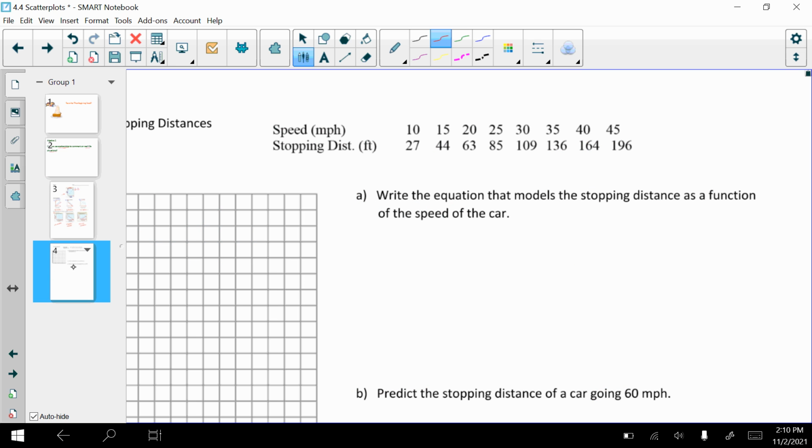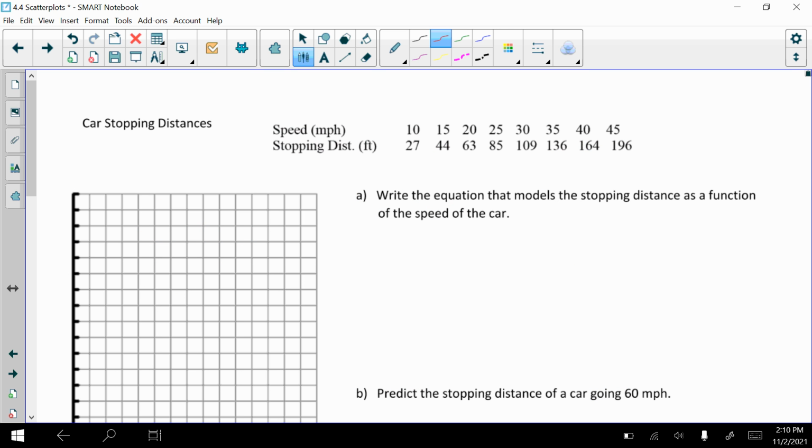Let's do one big problem to close out this video. And in this problem, we're going to create our own scatter plot, and we're going to try to come up with an equation for the data. Okay, so again, I got car stopping distances. I have a table here. I've got a bunch of data. I'm going to say speed is my X, stopping distance is my Y.